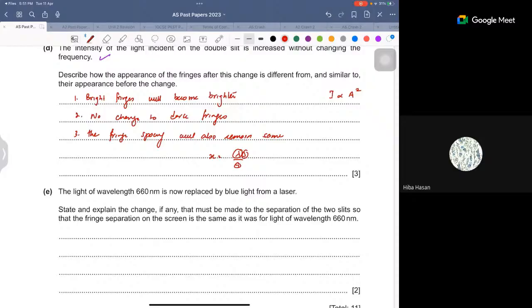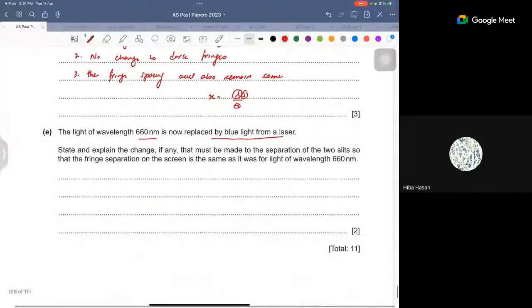All right, Hiba? Yes, sir. Then the light of wavelength 660 nanometers is now replaced by blue light. State and explain. Now, who can tell me what this range is? Which color is this? Do you know the wavelength of the color 660? Which color is represented by this wavelength? You guys don't remember? That's very bad.